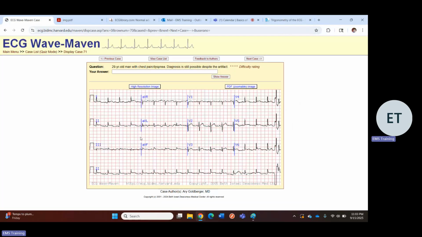All right, so circling back. And then is our R wave progression normal? Is it primarily down, 50-50-ish, and then up, up, up? Yes, it is. So let's summarize this.